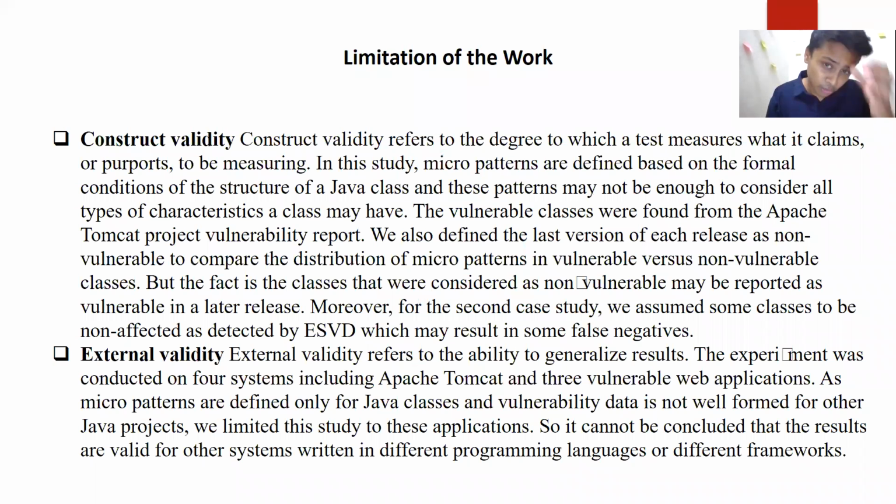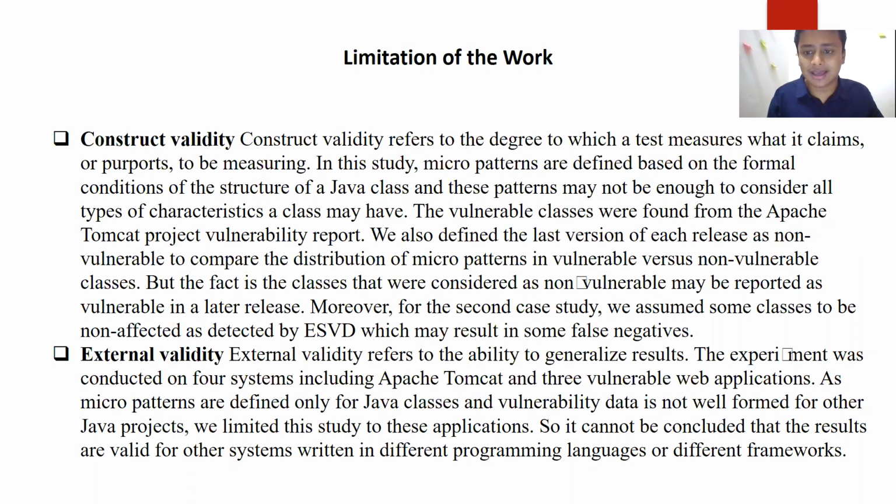We find some limitations of this work: construct validity, external validity, and internal validity. What is construct validity? Construct validity refers to the degree to which a test measures what it claims or purports to be measuring. In this study, microfeatan are defined based on the formal condition of the structure of a Java class, and this pattern may not be enough to consider all types of characteristics a class may have.